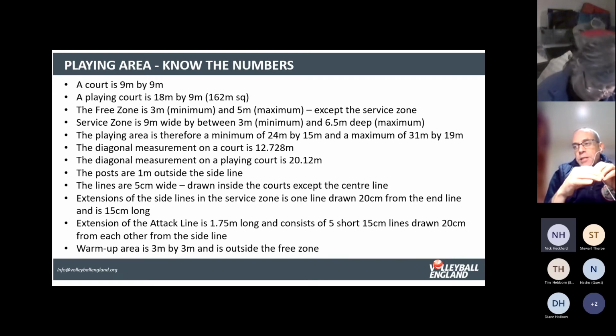They don't say it has to be 3 meters by 3 meters. They say it's approximately 3 meters by 3 meters. And that is actually found outside the free zone. So it's an area, not a zone. Okay. And the one line that we don't talk about anymore is the coaches restriction line. The coaches restriction line has now been removed from the rules. It doesn't exist. So if you see any old diagrams with the coaches restriction line on them, there is no coaches restriction line anymore.